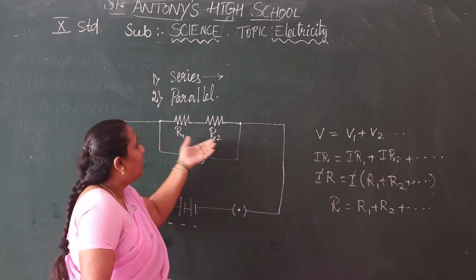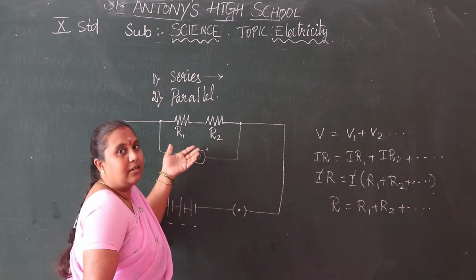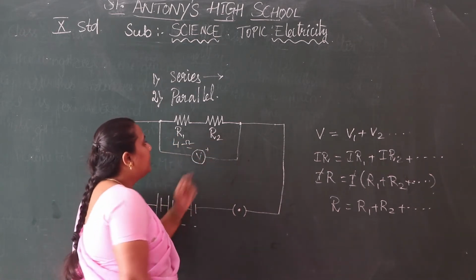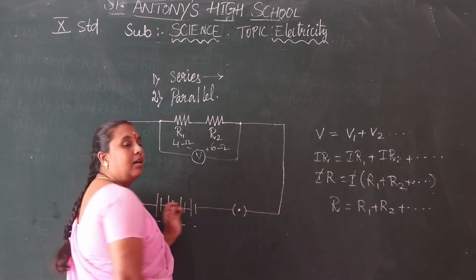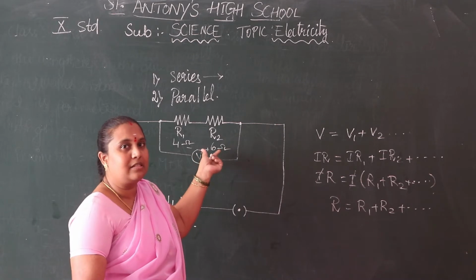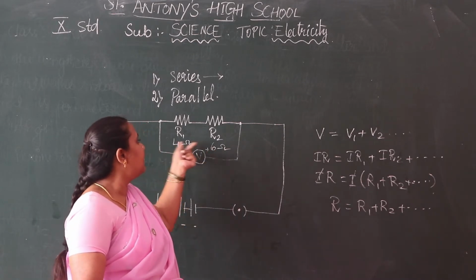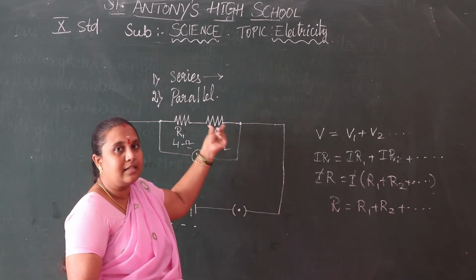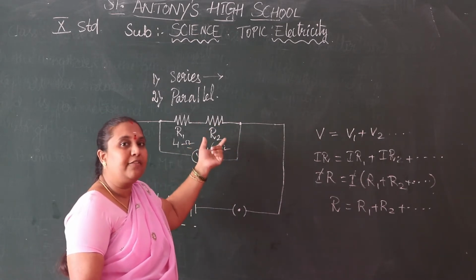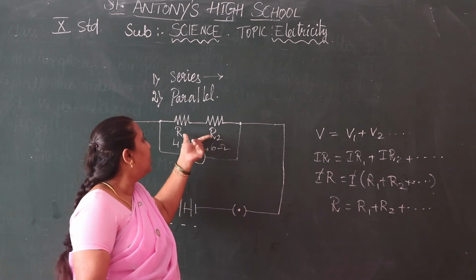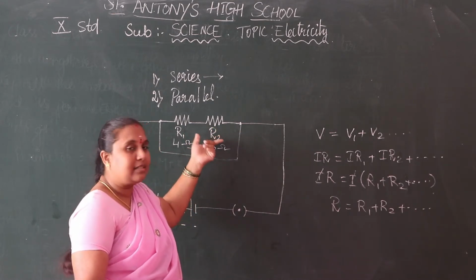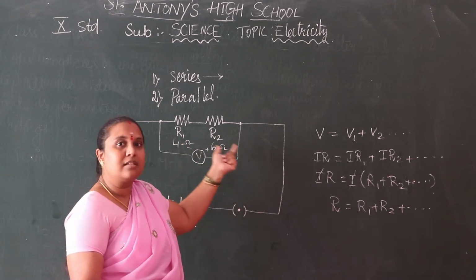R1 and R2: it is given, this is 4 ohm and this is 6 ohm. The values of the resistances are given: a 4 ohm resistance and a 6 ohm resistance, connected in series in an electric circuit. What is the total resistance here in the electric circuit? 4 ohm plus 6 ohm.